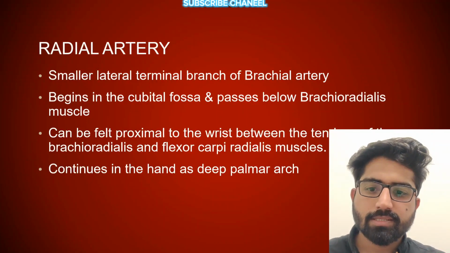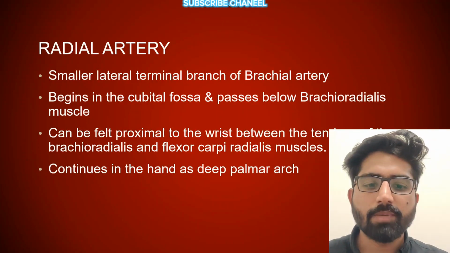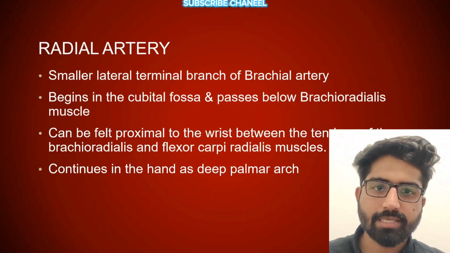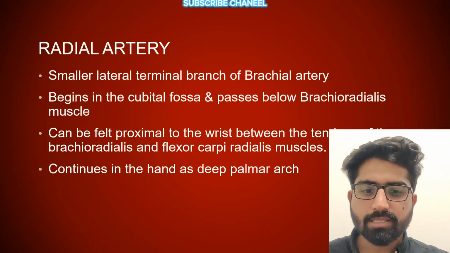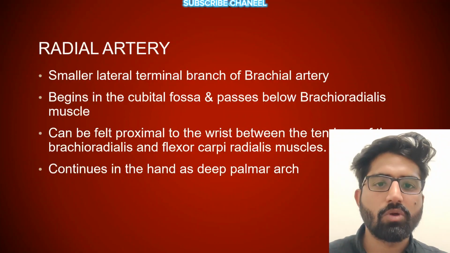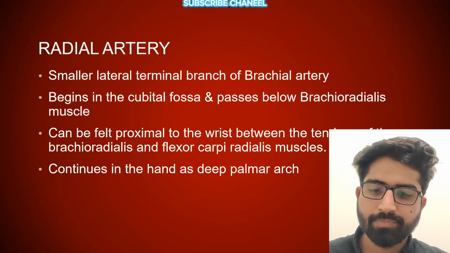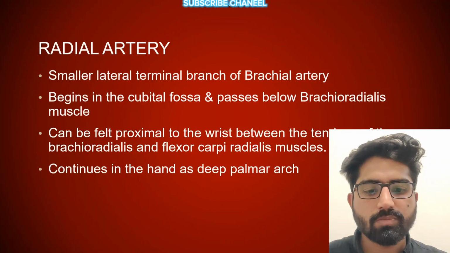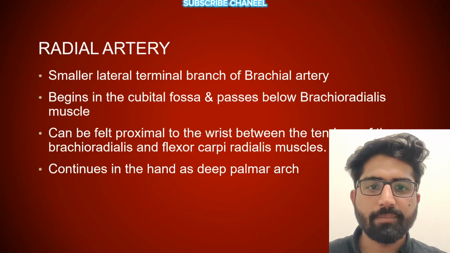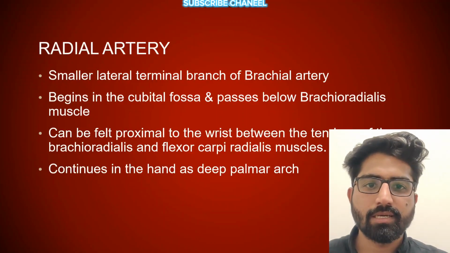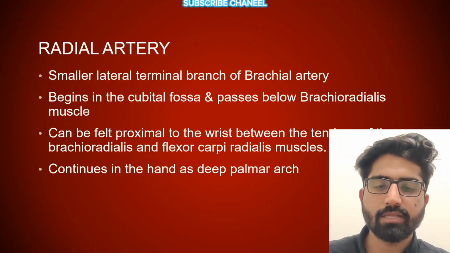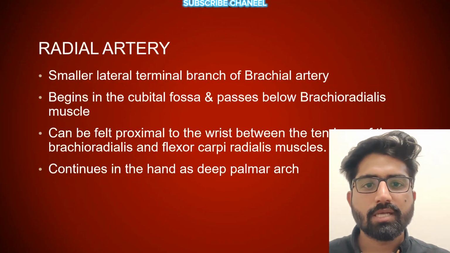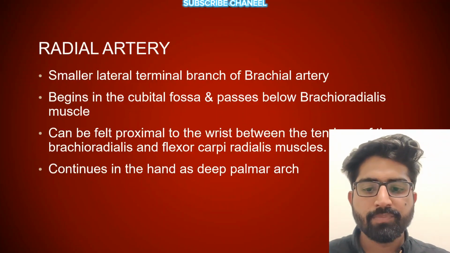The radial artery is the smaller and lateral terminal branch of the brachial artery, present at the lateral area of the forearm. It begins in the cubital fossa and passes below the brachioradialis muscle. It can be felt proximal to the wrist. The pulse that the doctor feels at the arm or forearm area is the doctor actually feeling the radial artery.